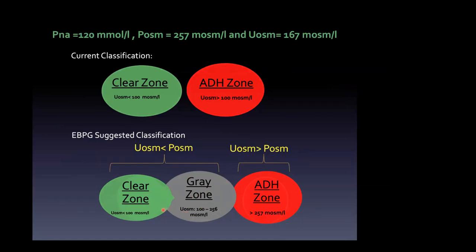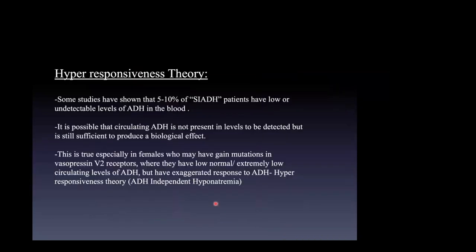But if your urine osmolarity is between 100 and less than the plasma osmolarity, you fall in the gray zone where your number one diagnosis is still SIADH, but you have to keep in mind other diagnoses like thiazide-induced hyponatremia, exercise-induced hyponatremia, inability to reduce urine osmolarity with old age, or X-linked hyperresponsiveness syndrome, where you have very little or absent ADH, but that little ADH is able to increase the osmolarity a little to reabsorb water and cause these old patients to have hyponatremia.